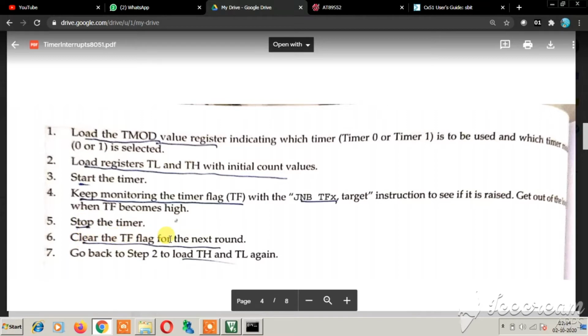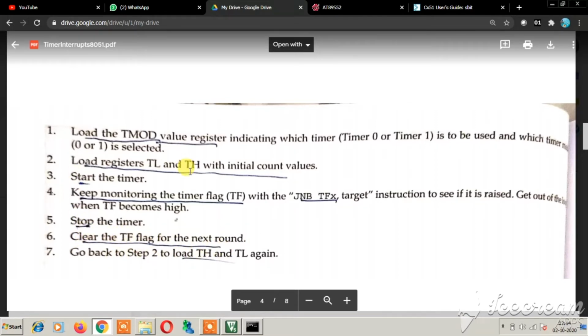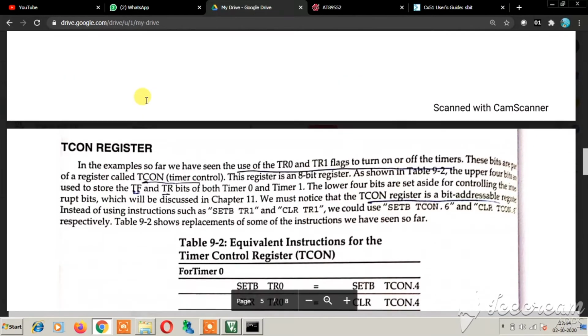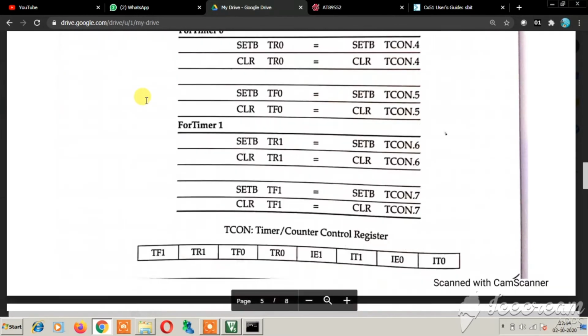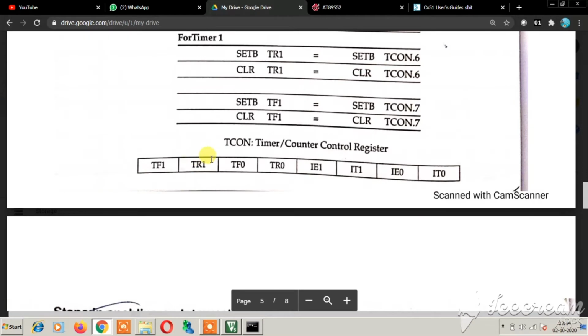Then clear the TF flag for the next round and go back to step 2 and then load TH and TL again. I think this is very much clear. So now the timer flag is actually present inside the TCON register, the timer counter control register.